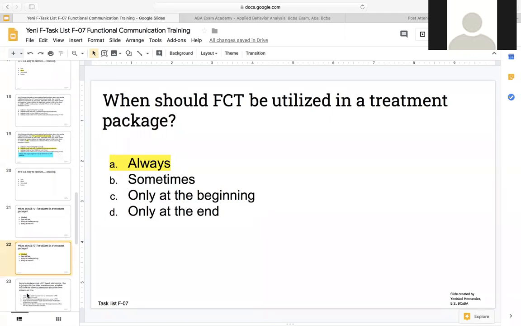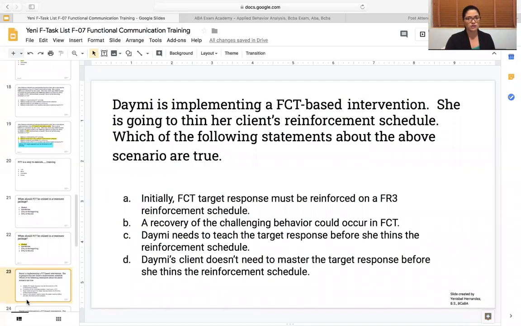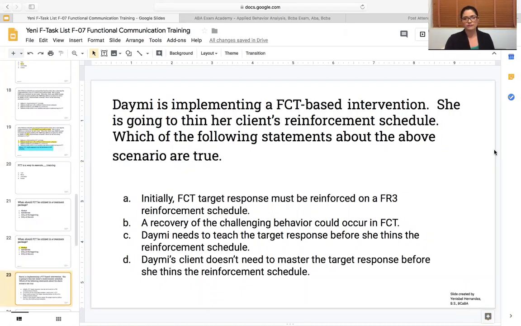Yes. And we have a big focus on communication. Doesn't matter what type of communication, whether sign or gesture or vocalization, that way it reduces the maladaptive behavior.